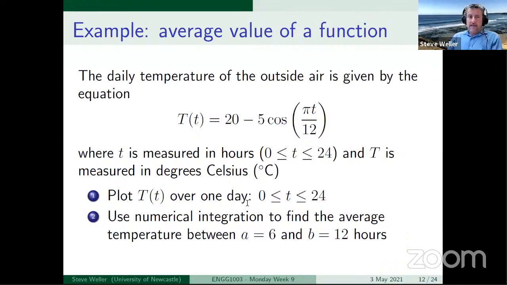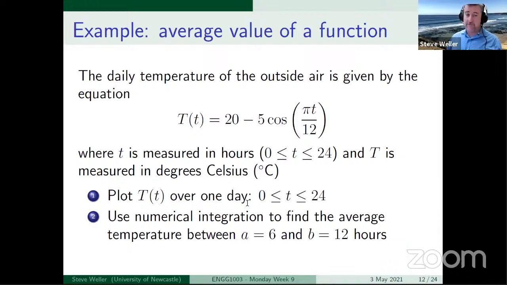So here's an application. We're going to compute the average value of a function, and to give it some practical engineering relevance, we're going to assume that we model the daily temperature of the outside air as given by this expression. So this is the function that we're going to integrate, 20 minus 5 times the cosine of pi times the time t scaled by 12, where time is measured in hours, so t is for time, and uppercase T is measured in degrees Celsius. And so that expression there, T of time, is 20 minus 5 cosine of pi t on 12.